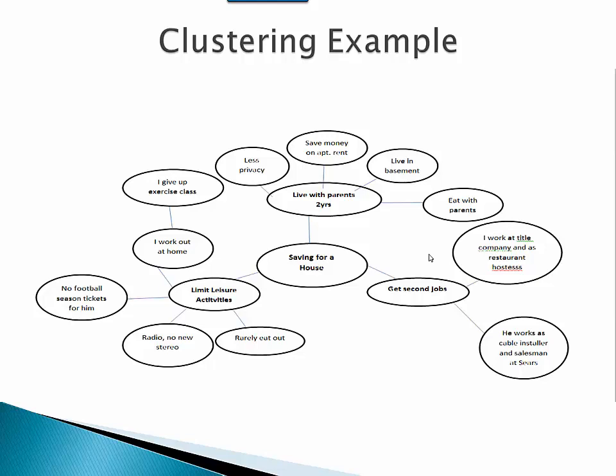3 main ideas. For live with parents, that would be you get less privacy, save money on apartment rent, live in basement, eat with the parents. Get second jobs, well, this person put possibly that this person works in a title company and is a restaurant hostess. Her husband, boyfriend, whatever, works as a cable installer and a salesman at Sears. And as far as limiting leisure activities, I work at home, no football season tickets for him, radio, no new stereo, rarely eat out, I give up exercise class. Okay, and this is just to get started.